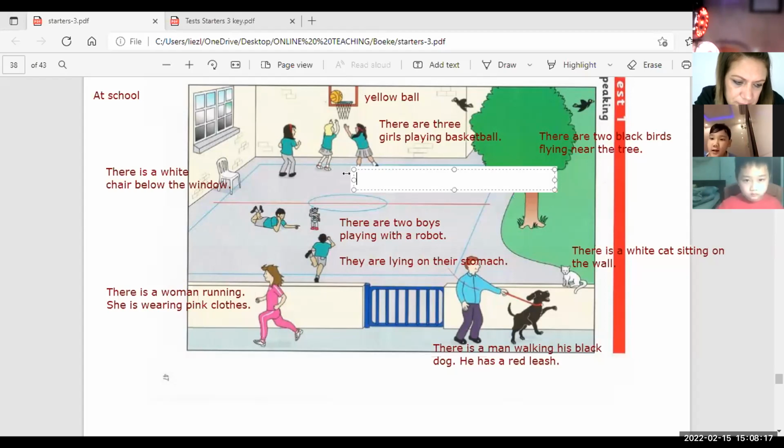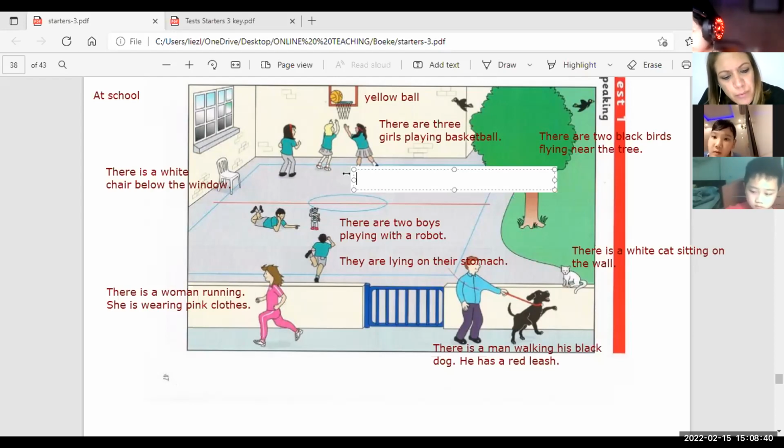There are two boys playing with a robot. There are three girls playing badminton. There are two black birds fly near the tree. There is a white chair. Below the window, there is a woman running. She is wearing pink clothes. Where is the white cat sitting on the wall?